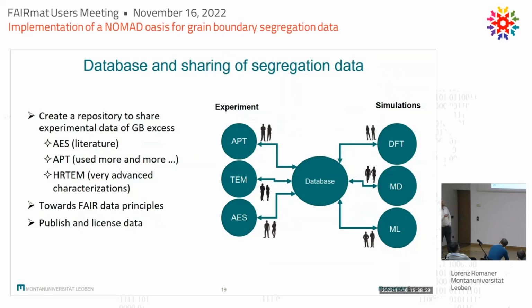In terms of the sources, I have to say that Auger electron spectroscopy nowadays is out of fashion, so almost no one does such investigations anymore. So this is all, but there is a lot in the literature about segregation. APT is now really in fashion and is used a lot, so that's why we are focusing on APT. High resolution TEM will be very interesting, but it's also very advanced in terms of the effort, and so only a few data points can be expected here. So we are mainly focusing on APT at the moment.